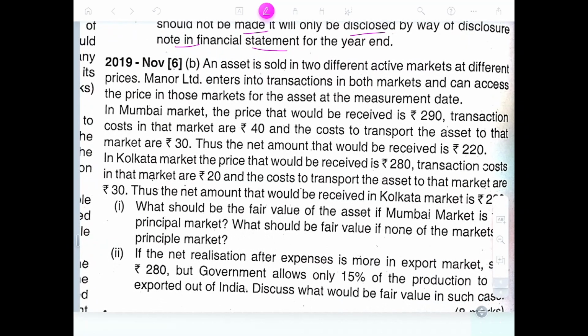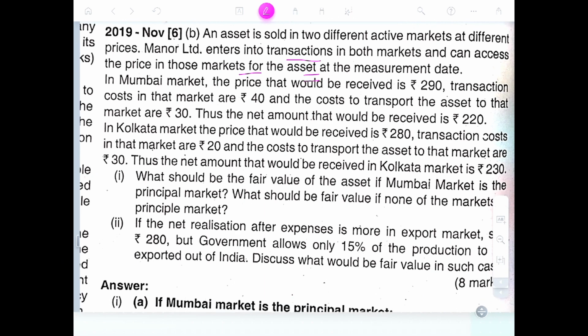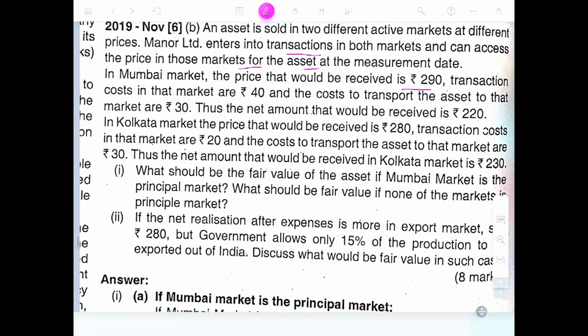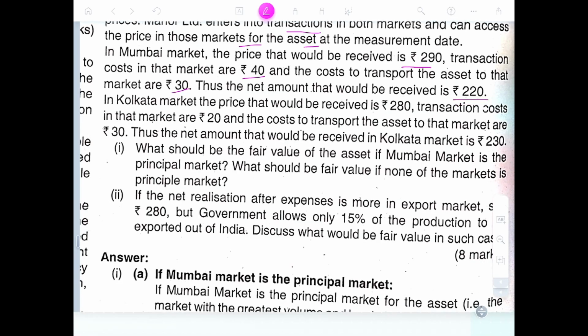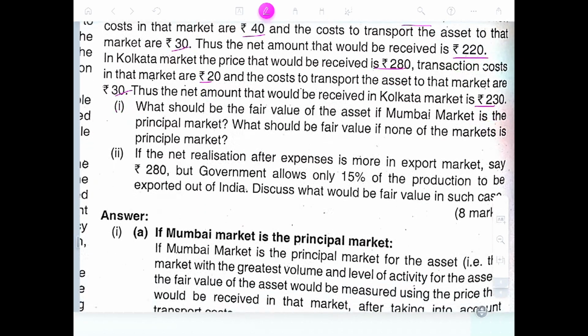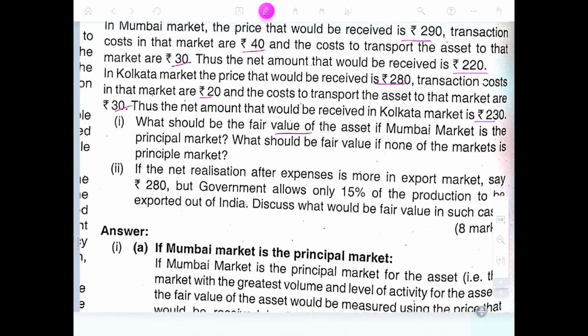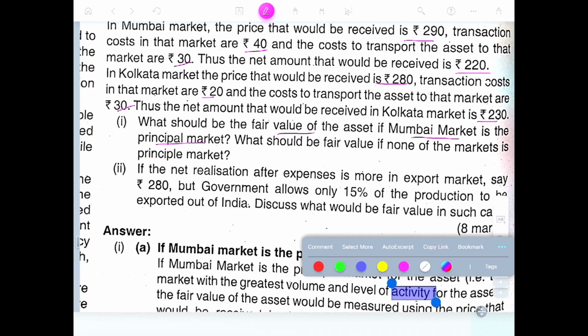An asset is sold in different active markets at different prices. Both markets can be accessed by the entity. In the Mumbai market, the price is 290, the transaction cost is 40, and the cost of transportation is 30. So the net amount is 220. The Kolkata market price is 280, the transaction cost is 20, and the cost of transportation is 30. The net amount is 230. What would be the fair value of the asset if the Mumbai market is the principal market? What would be the fair value if it is not the principal market?